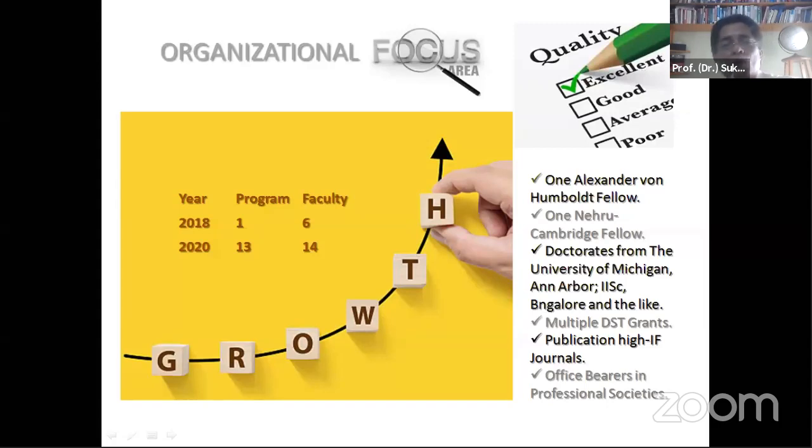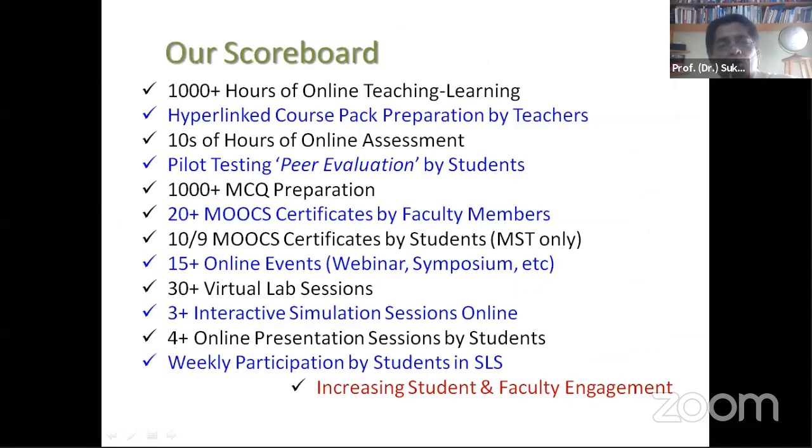Among our faculty, there's one Alexander von Humboldt Fellow, one Nehru Cambridge Fellow. There are doctorates from the University of Michigan, Ann Arbor, Indian Institute of Science, Bangalore, and institutes of repute like that. There are multiple GST grants and quite a few publications in high impact factor journals that one can be proud of. But also we have amongst us several very senior office bearers from professional societies such as Institution of Engineers, the Electron Microscope Society, and the like. And this is our scoreboard so far.